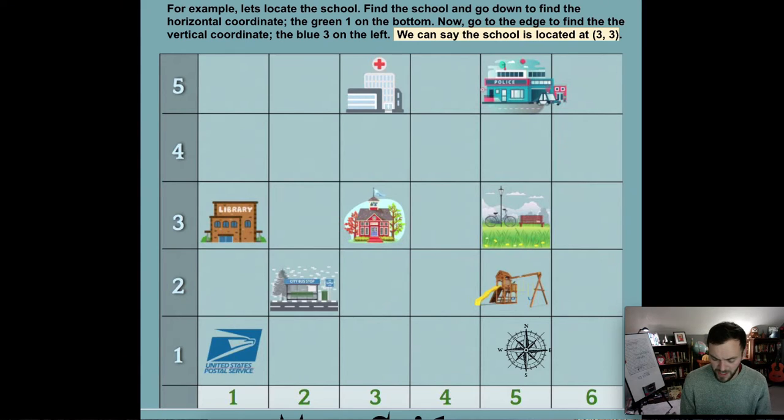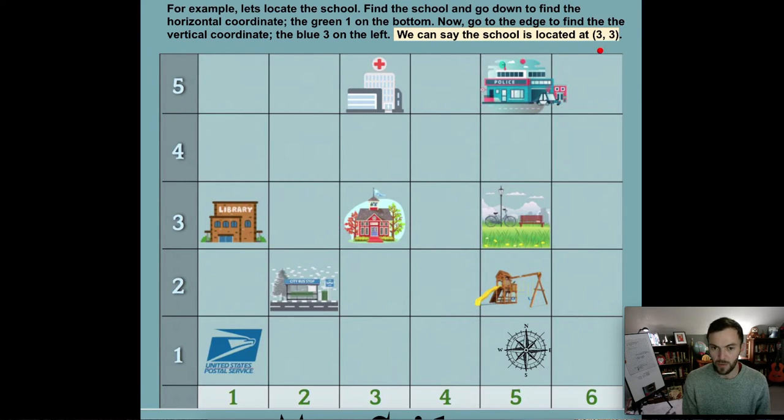Now, let's try this out with an example. Let's start by trying to locate the school with coordinates. What coordinates is the school at? First, find the school on the map here. And remember, we list the horizontal coordinate first, these ones down here. So let's go straight to the bottom and figure out what coordinate it's at. It's this green number at the bottom here. It is 3. So first we write a 3 down here, and you see up here we have written 3 first, and then a comma.